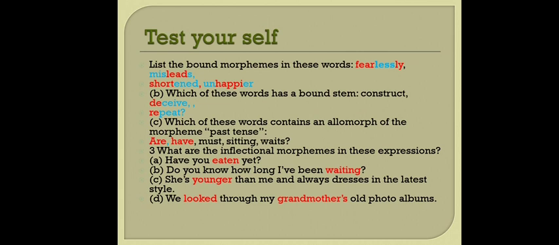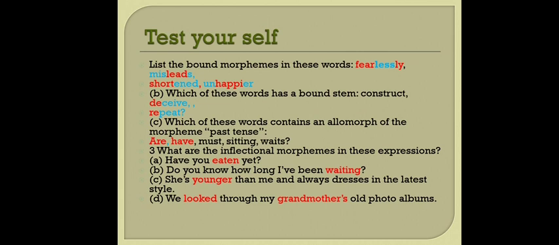Which of these words contain an allomorph of the morpheme past tense? Like are, if you think about its past tense, it will give you were, a different sound. Are, were, have, had. So different variation of sound in the words is showing allomorph. Okay, what are the inflectional morphemes in these expressions?